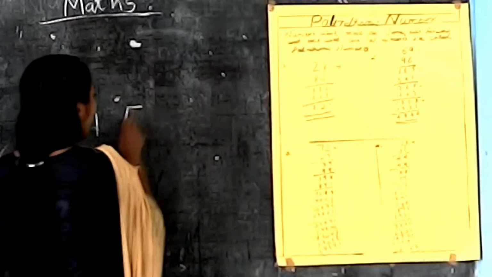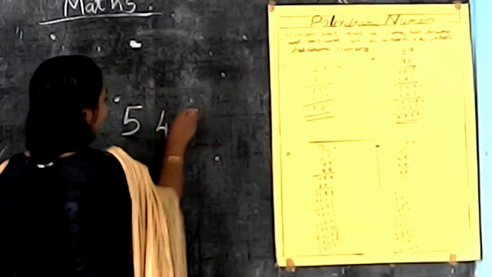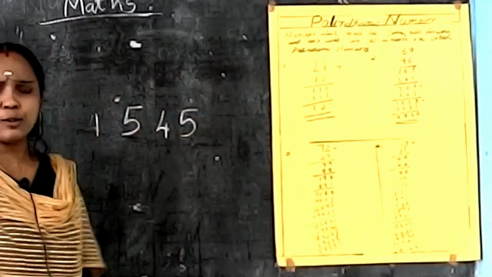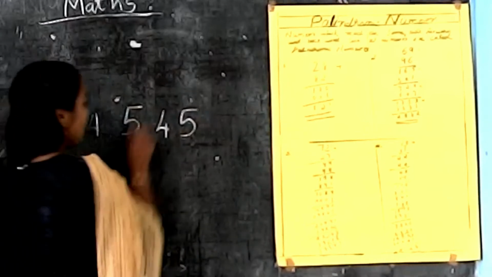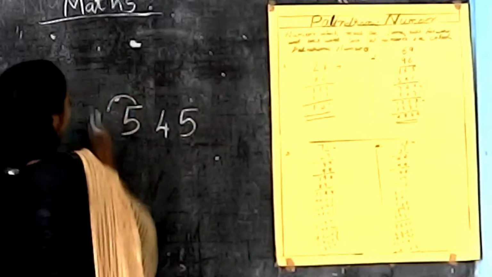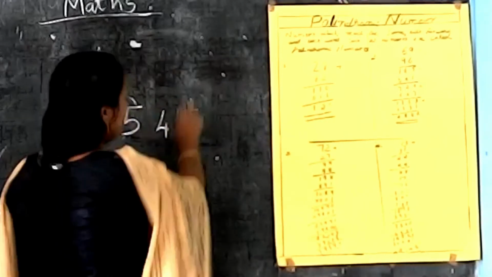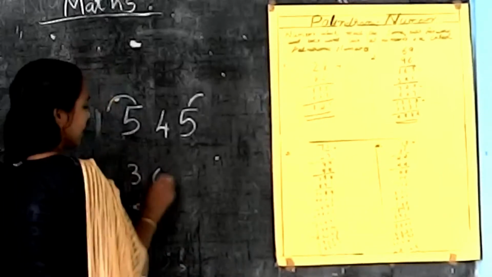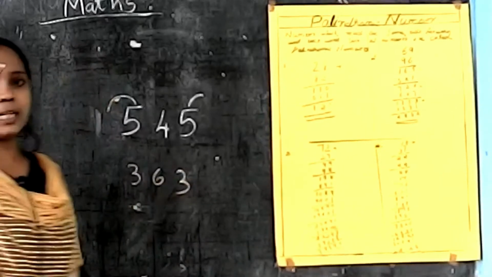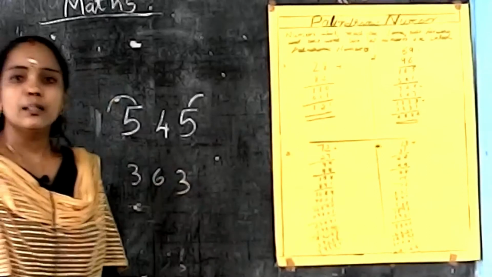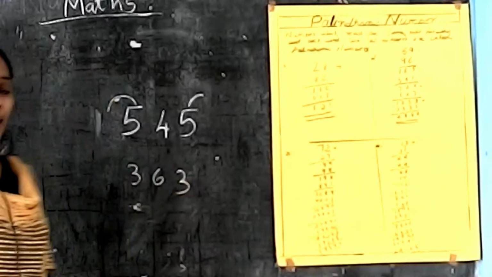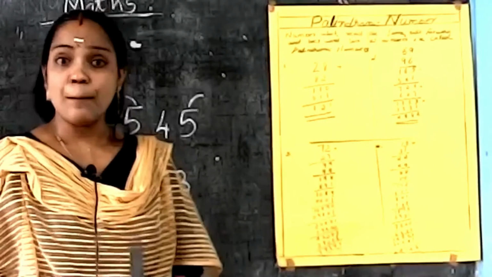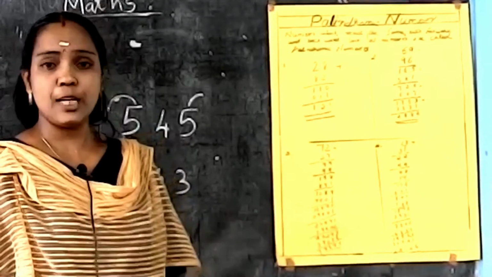For example, 545. What is special about that number? Backward and frontward, the number is the same. 363. What is special about it? Backward and frontward the numbers are the same. How can we make that type of number? What is the name of that number? Palindromic number.